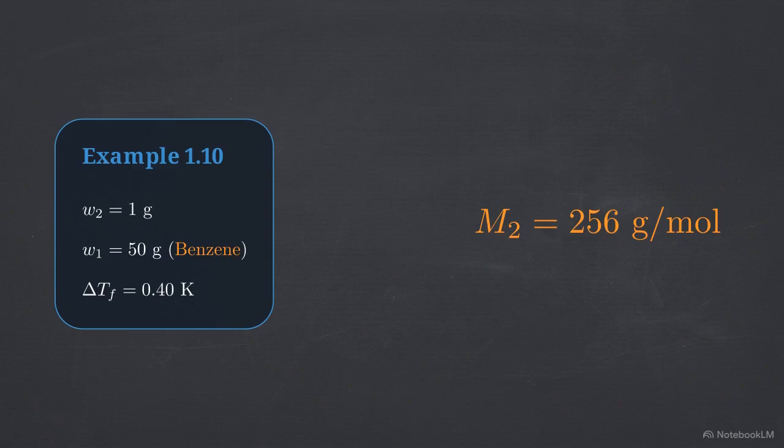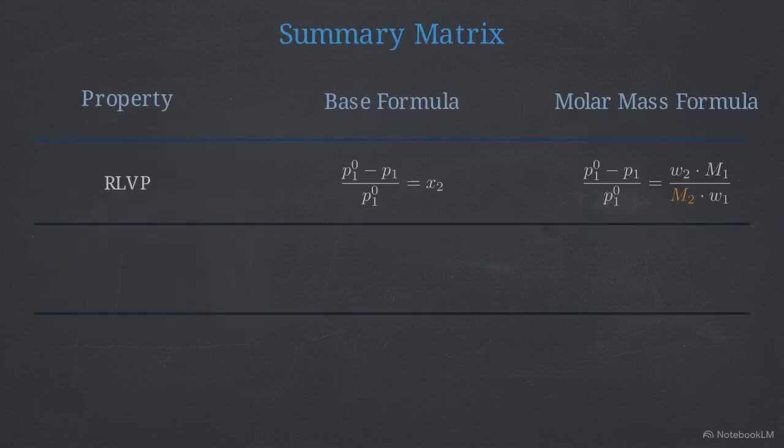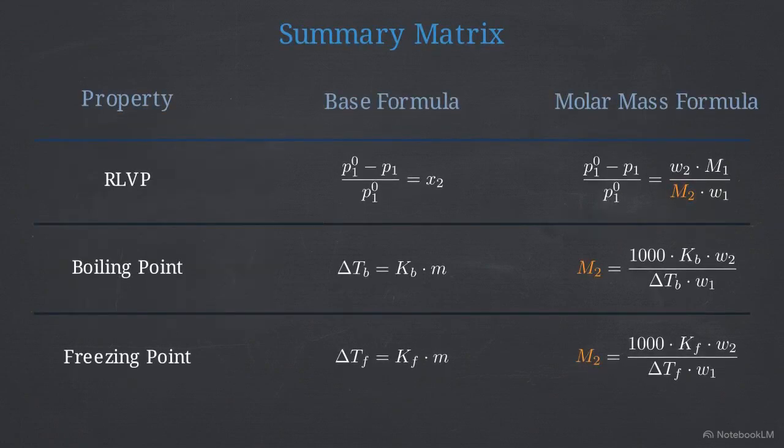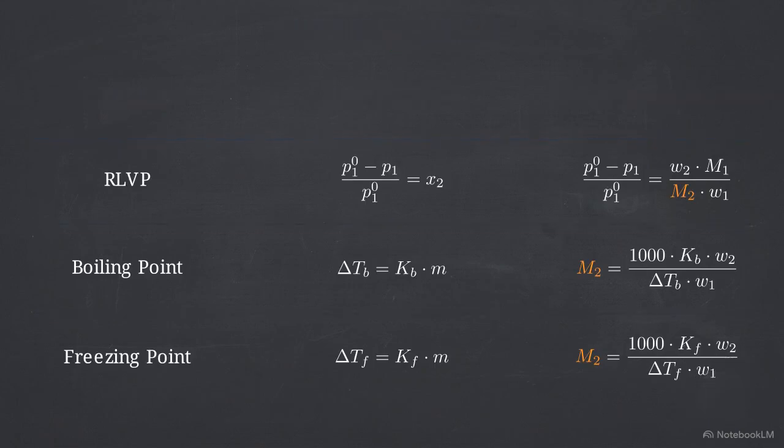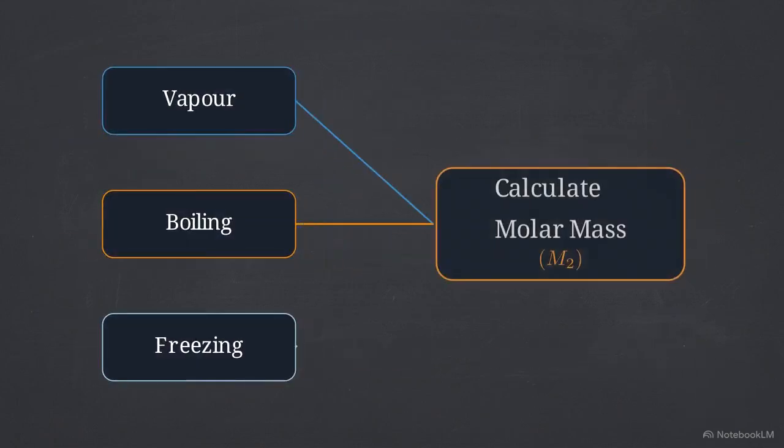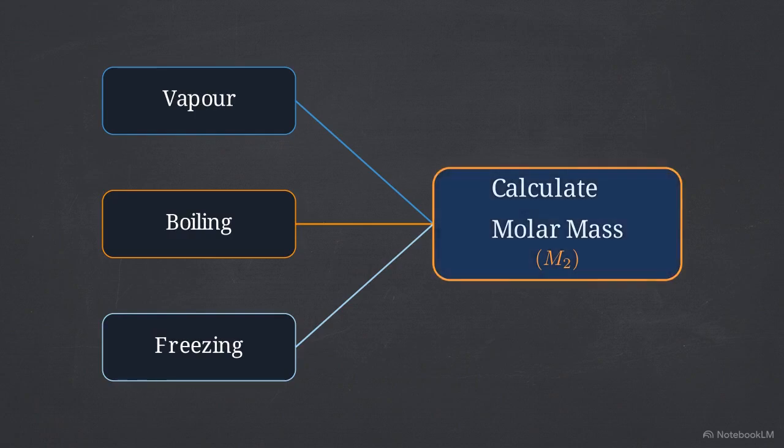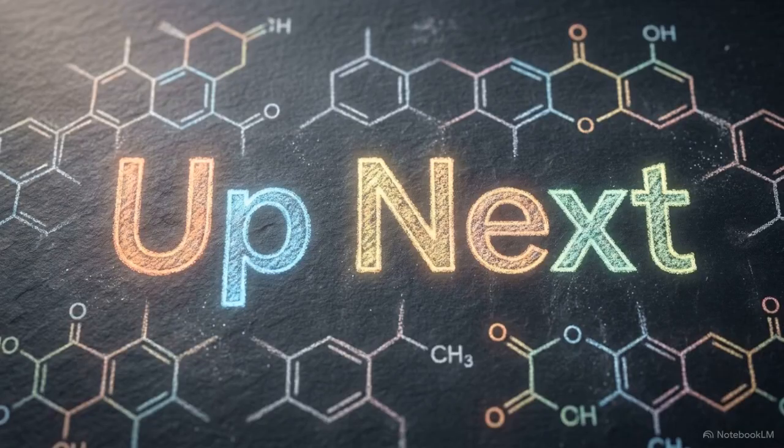This summary matrix compares all three properties we've discussed. It includes the base definitions and the expanded formulas used for molar mass calculations. You may want to take a screenshot of this for your revision. Mastering these three derivations allows you to solve nearly any numerical problem involving molar mass and phase changes in this chapter. We have one property left to cover: osmotic pressure.